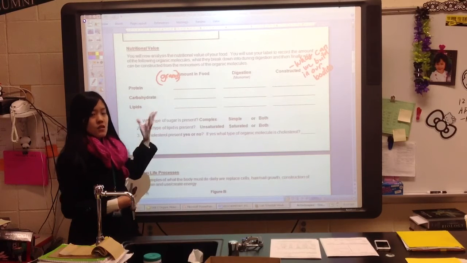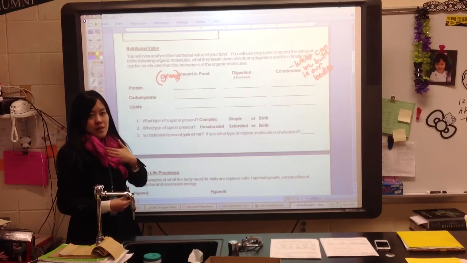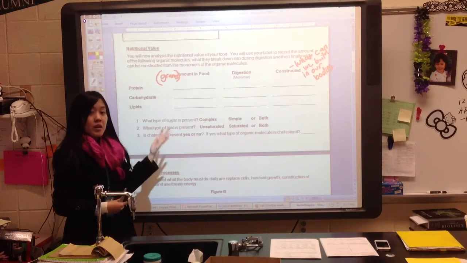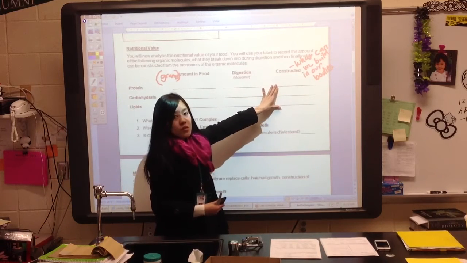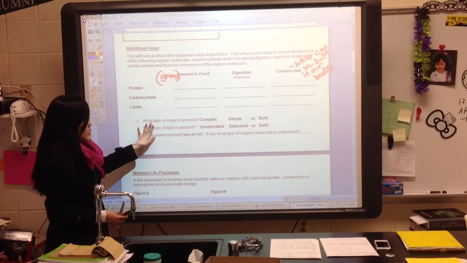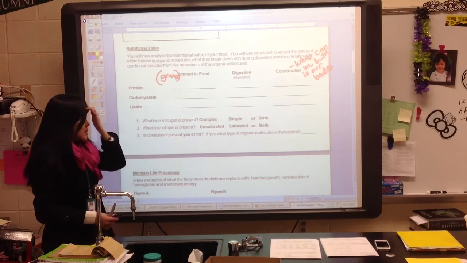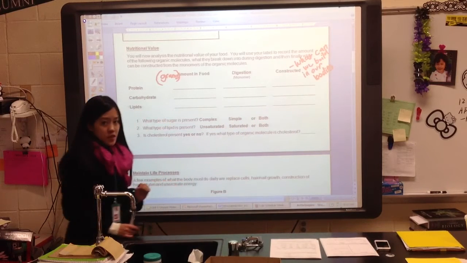So we're taking this unit, the proteins, the carbs, the lipids, and relating it back to us. How does it really relate to us? We know we eat these things, we know our bodies break them down, but what can we actually use them for? And that's what constructed means. Then you want to look at what type of sugar is present. Is it a complex, simple, or both types of sugars?